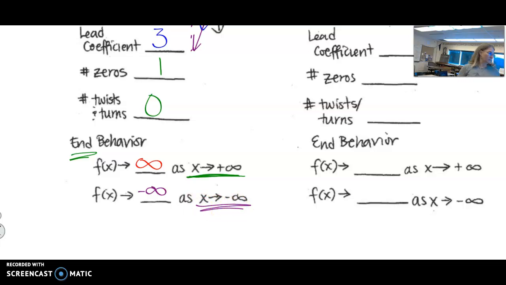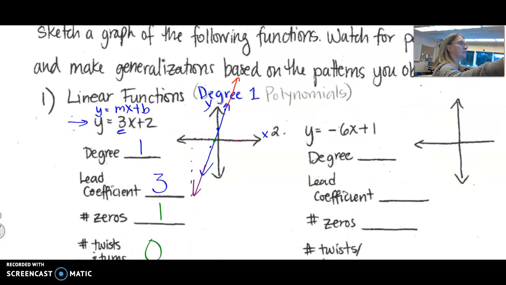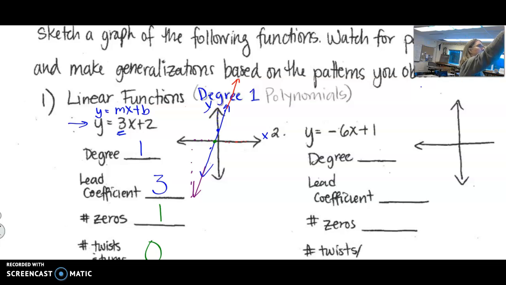All right, so let's do this next graph here. You guys should try to graph that on your own.